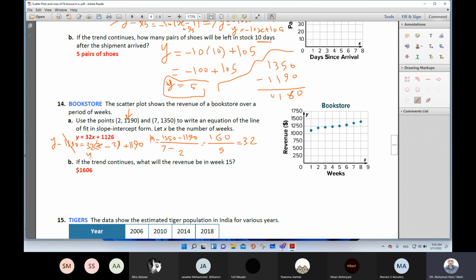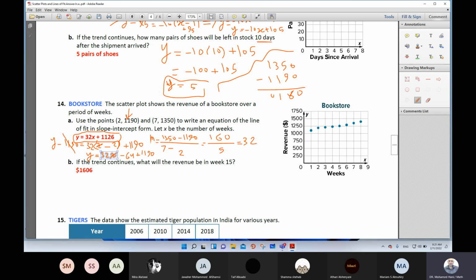Then the equation will be y equal, we can use distributive property here, 32 times x will be 32x. Then 32 times negative 2 will be negative 64 plus 1190. Then negative 64 plus 1190, you will get 1126, and this is the equation.